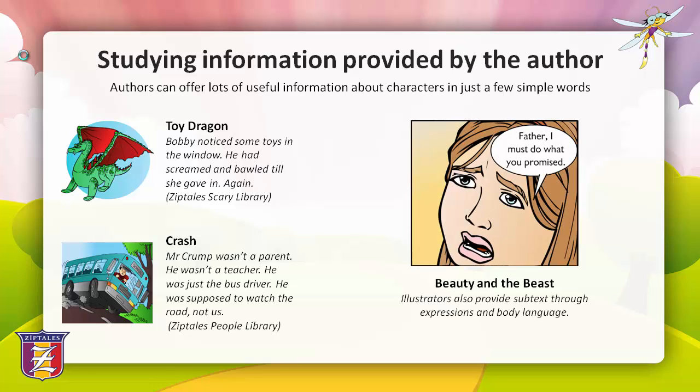Illustrators can also provide insight into a character's true feelings using facial expressions and body language in the pictures they draw. In the graphic classic, Beauty and the Beast, Beauty is telling her father that she will agree to go and live with the Beast. So Beauty says to her father, "Father, I must do what you promised." And despite Beauty reassuring her father she will agree to the bargain he made with the Beast, the illustrator has conveyed her true feelings about the arrangement.